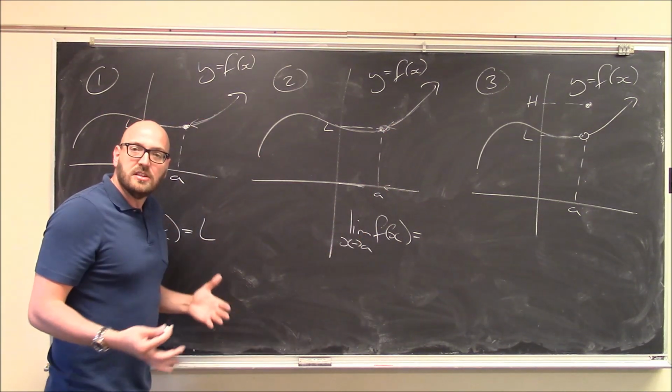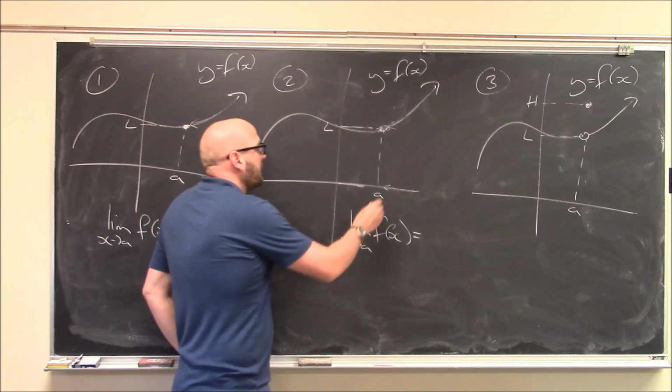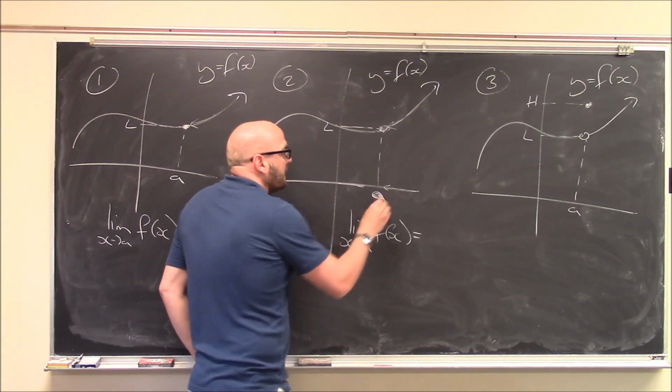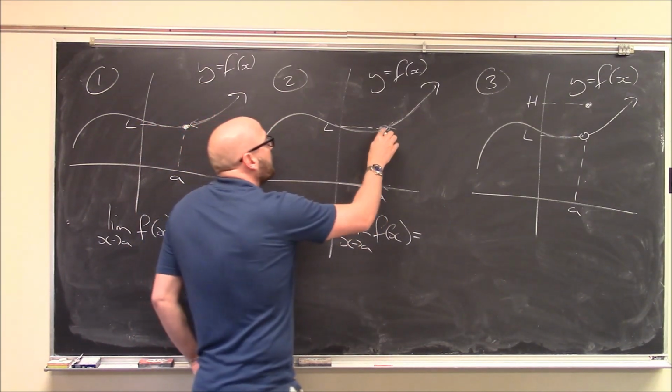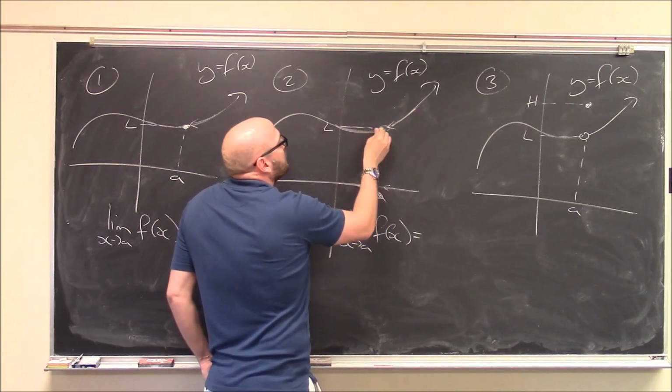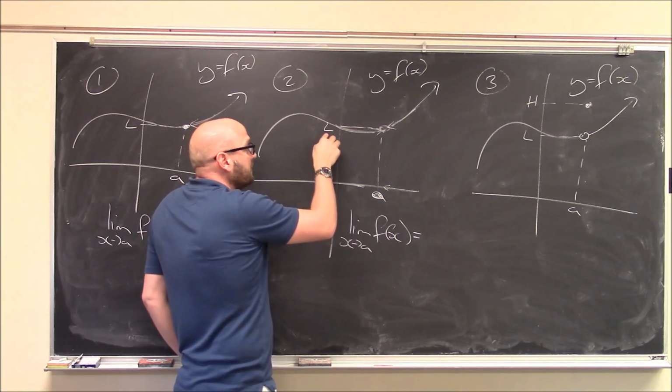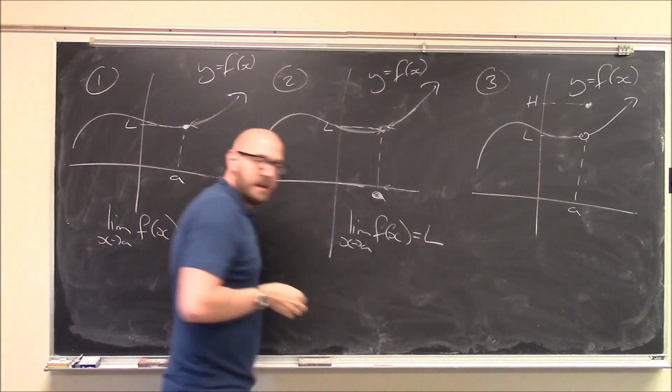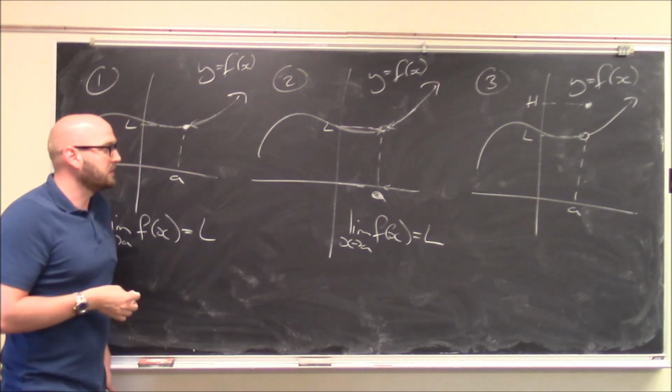But still, this is the question the limit is asking. It's not asking what happens at a, right? It doesn't care about what happens at a. It doesn't care that there's a hole right here. It's just asking what value do I get closer and closer and closer to? And in this case, it is, in fact, getting closer and closer to L, right? So our limit exists, and it equals L.